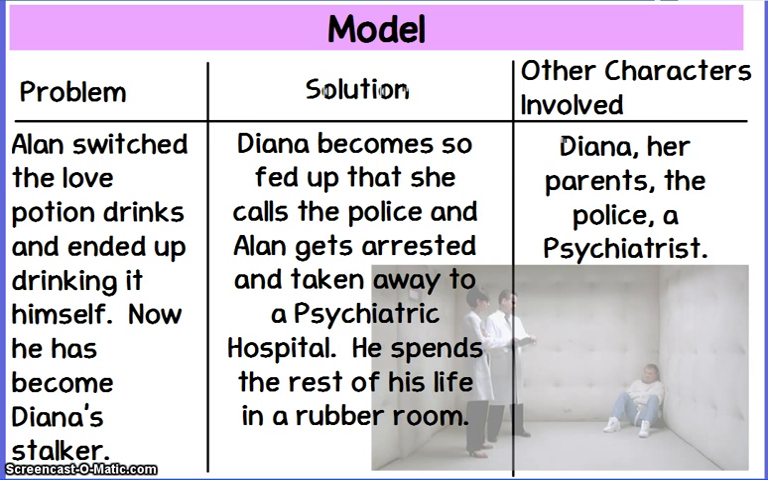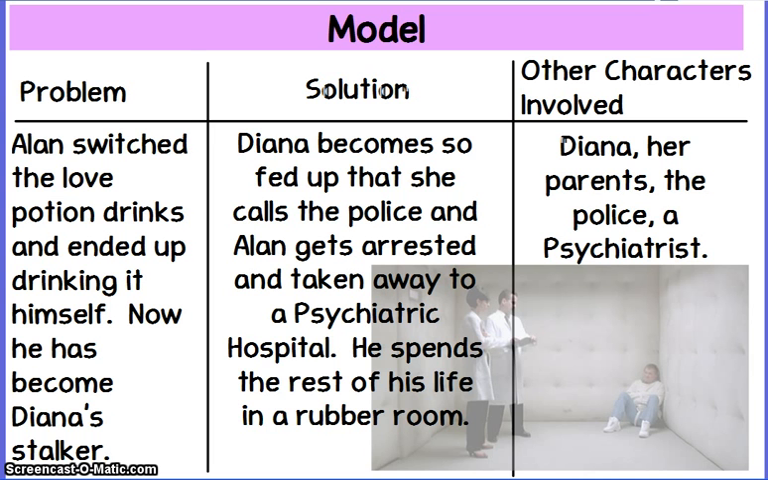Finally, I could change the problem. Now Alan switches the love potion and he ends up drinking it himself. Now he has become Diana's stalker. So that's a problem because now Alan's personality has changed and his love for Diana has become even more intense. I can then resolve this problem at the end of the story by having Diana become so fed up that she calls the police and Alan gets arrested and he's taken away to a psychiatric hospital. And then my ending of my story will be him spending the rest of his life in a rubber room.